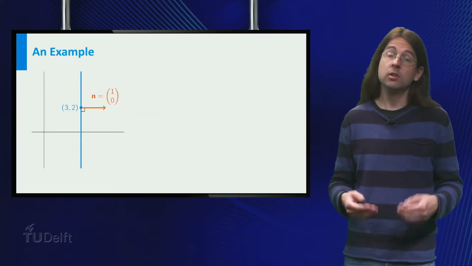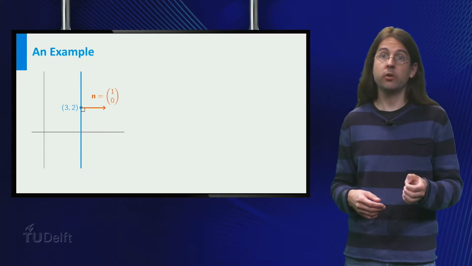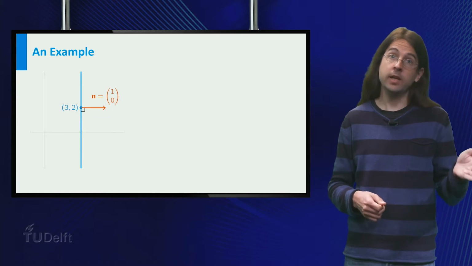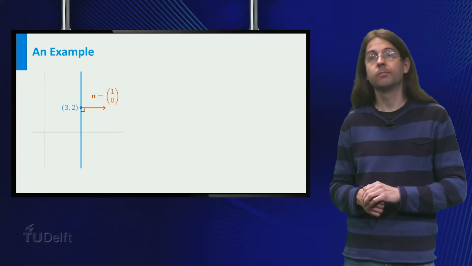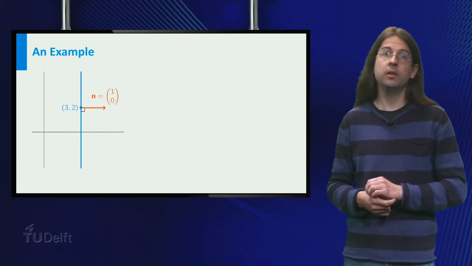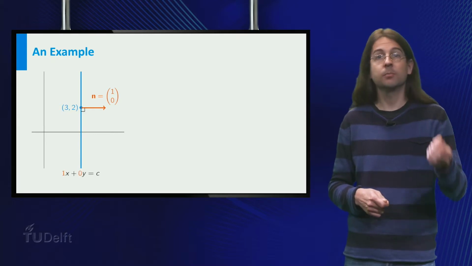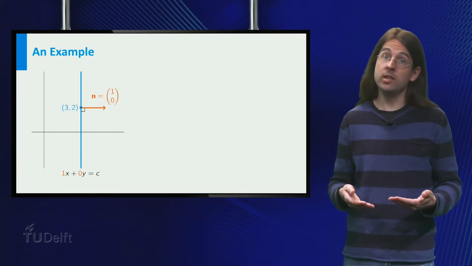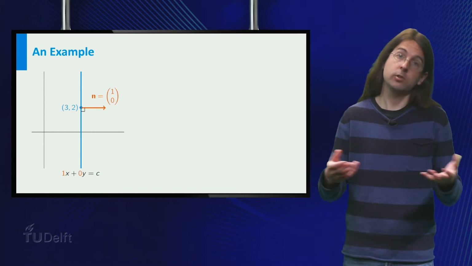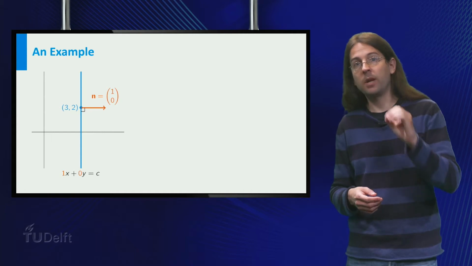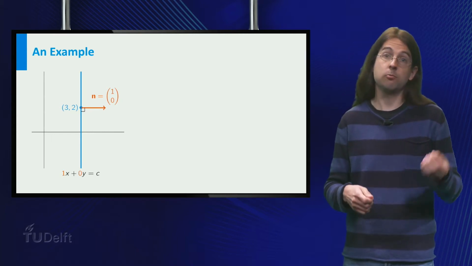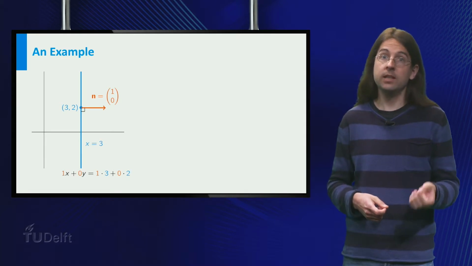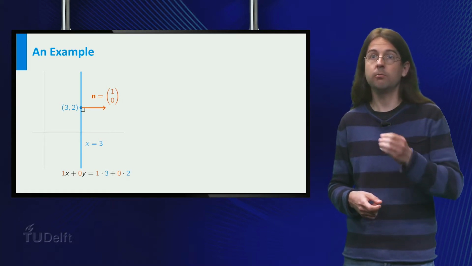For example, for the vertical line through the point (3, 2), the normal vector is (1, 0), so a equals 1 and b equals 0. Thus, we find for the equation 1 times x plus 0 times y equals c. To determine c, we take one point on the line, for example (3, 2), and plug it into the left-hand side, which gives 1 times 3 plus 0 times 2 equals 3, which is exactly the dot product of (3, 2) with (1, 0).